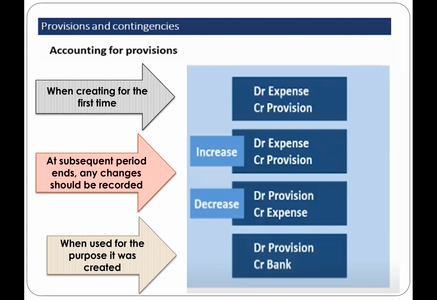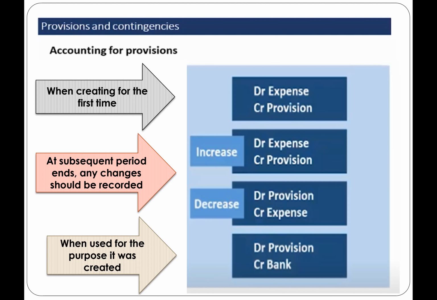So its subsequent period ends. Any changes to the provision that we need to make should then be incorporated into the provision account. So since we have already debited expense with 10,000 and credited provision with 10,000 and want to increase the provision to 15,000, we need to then top it up from the 10,000 that is already in the provision account to the 15,000 that we now want, which means we are going to debit expense with the additional 5,000 and then credit provisions with the additional 5,000 to make it 15,000. So that's what we do at subsequent period end if we want to increase the amount.